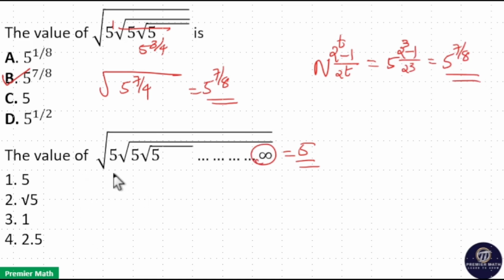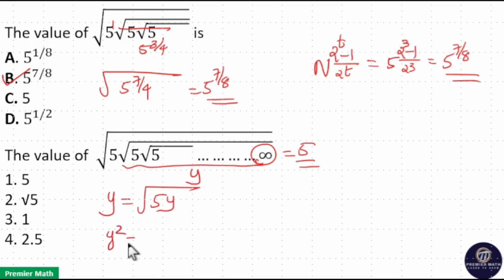Here in the second case, consider this whole term, that is root 5 into root 5 into root 5 up to infinity, as y. Then even if you ignore this first term, the remaining term will also be equal to y, because compared to these infinite terms of root 5, this root 5 is very minute. So ignore this one, which means I can write this y as root of 5y. If you square, y square is equal to 5y. Then y and y cancel, y is equal to 5.